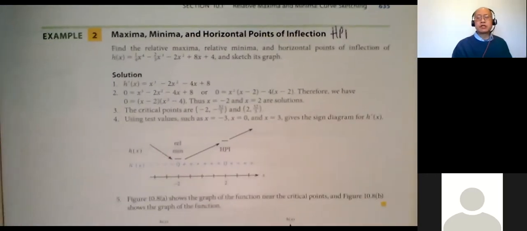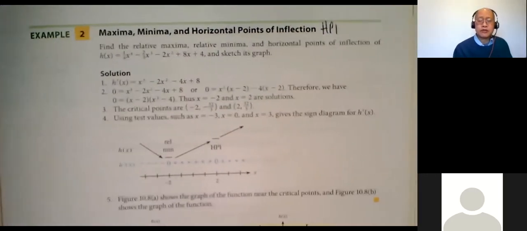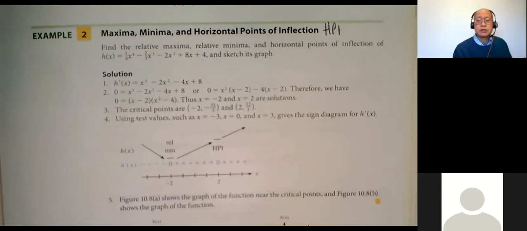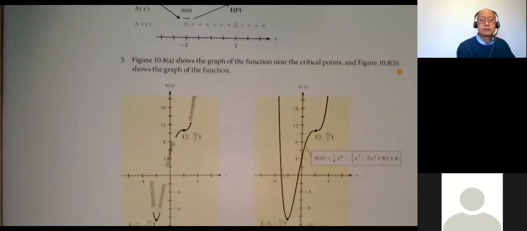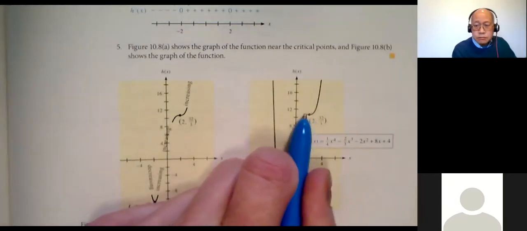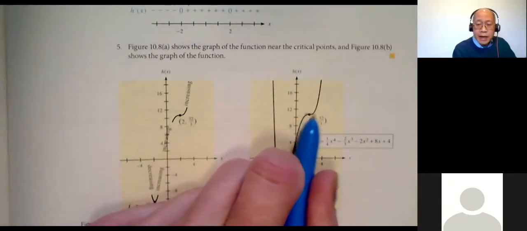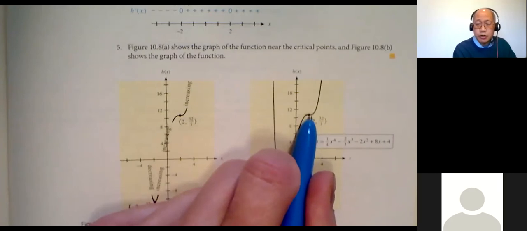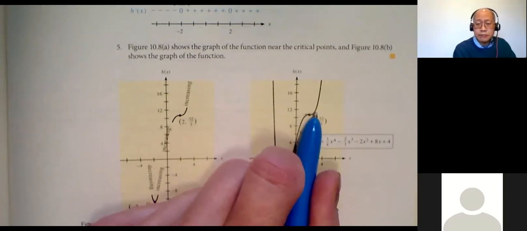HPI. The book even uses HPI later, point of inflection or inflection point. So what does that mean? Here the slope is 0, but it's neither a maximum nor a minimum, right? There are points that are lower, there are points that are higher.